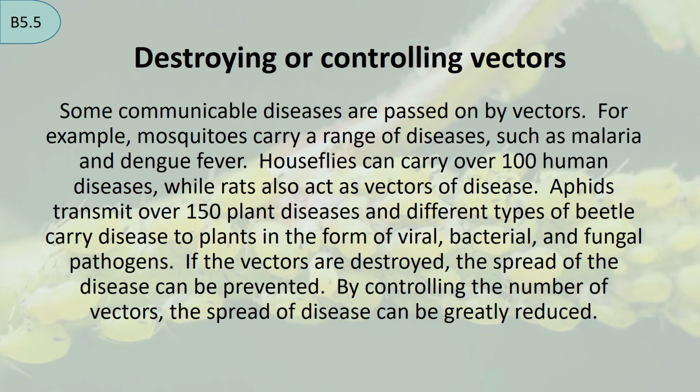So for example, we're now breeding mosquitoes that kill the malaria, which is pretty good. And when they breed, they cause other mosquitoes to die. So that's pretty good.